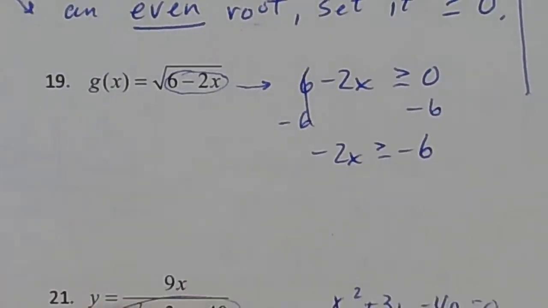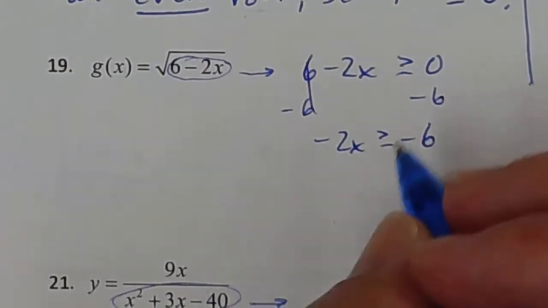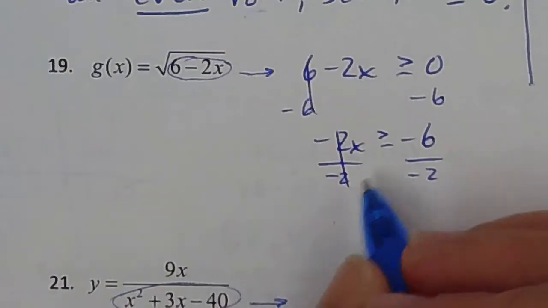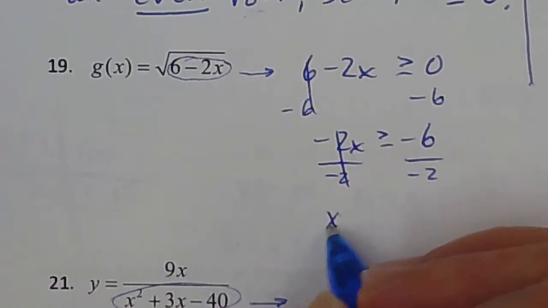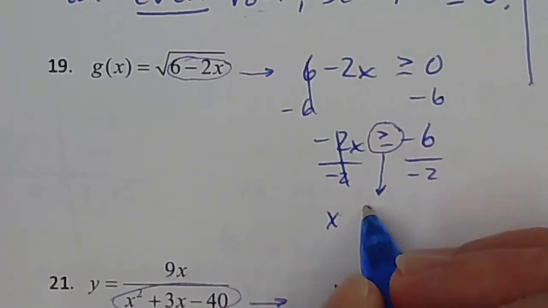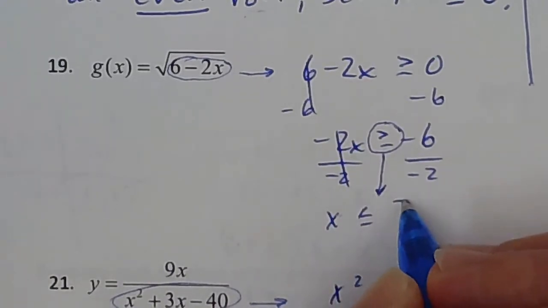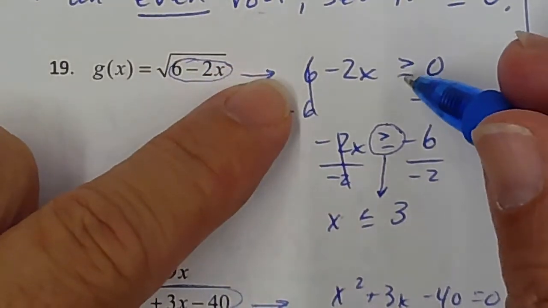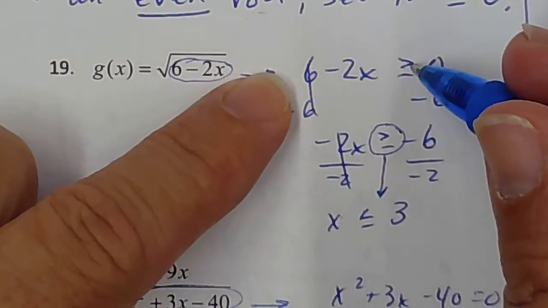So we're trying to get x by itself, move the 6 over, divide by negative 2. And you were taught before, whenever you multiply or divide by a negative, take the inequality direction and turn it around. So I need to say x is less than or equal to 3. And that is the domain. Those are the ones that work.